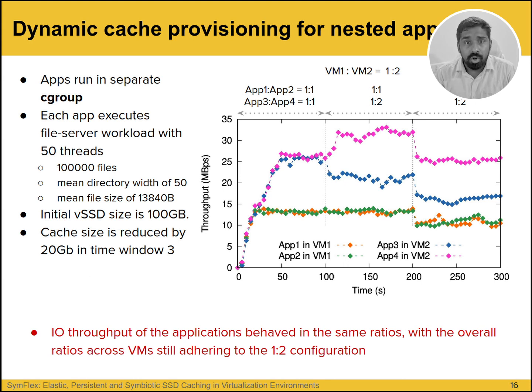In the second window, we changed the cache allocation across the applications in VM2 to a 1:2 ratio, and their corresponding throughput changed in the same ratio. In window 3, the cache size across the VMs is reduced by 20 GB and the IO throughput of the applications behaved in the same ratio, with the overall ratios across the VMs still adhering to 1:2.